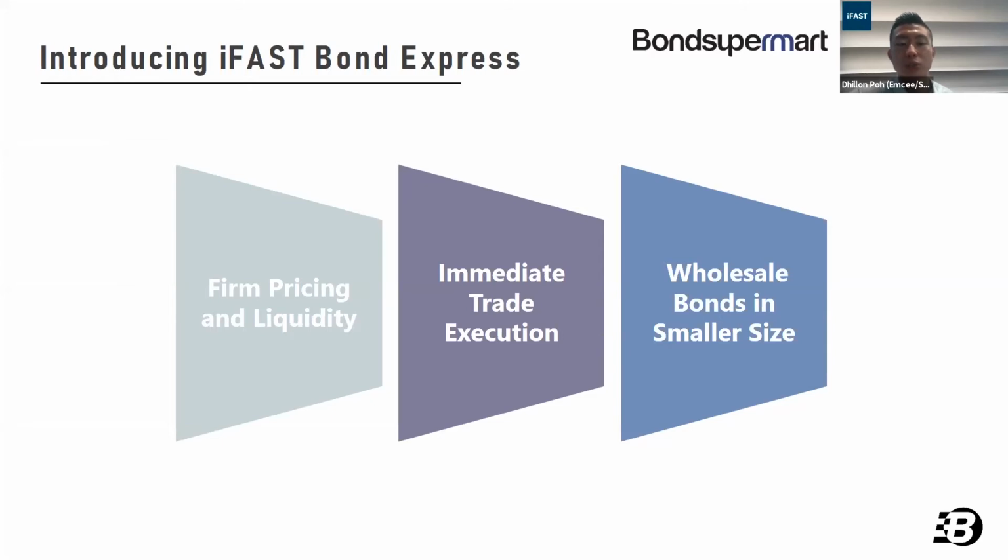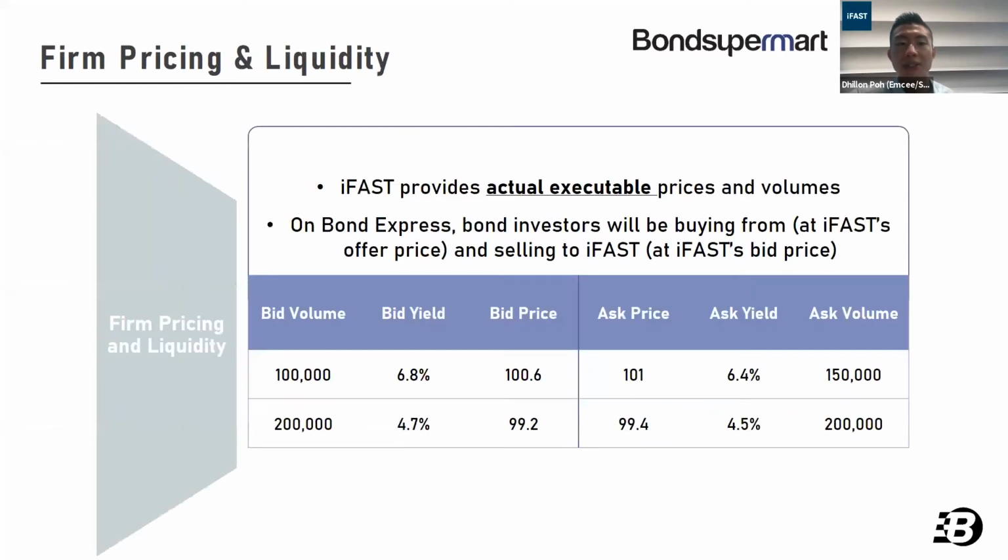So I'll just zoom in on three of these points over here: firm pricing and liquidity, immediate trade execution, and the wholesale bonds in smaller size amounts. Okay, so the first one is firm pricing and liquidity. I mentioned just now that when you look at any broker's platform, the bond prices might not always be that accurate, or may not even be what you are intending to buy at, right?